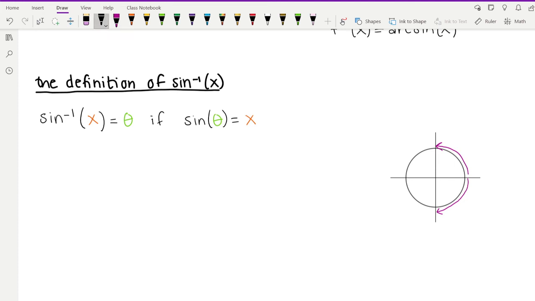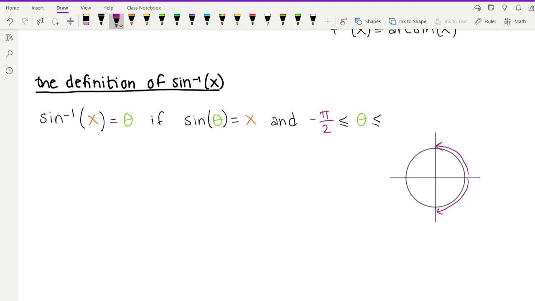So inverse sine of x is equal to theta if sine of theta is equal to x, and additionally, theta is between -pi/2 and pi/2.